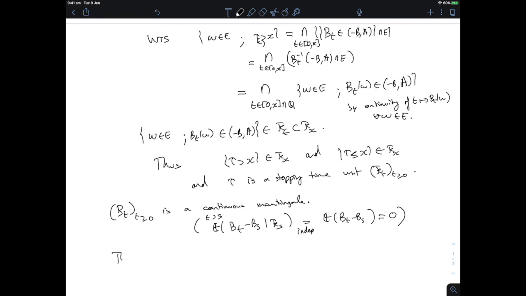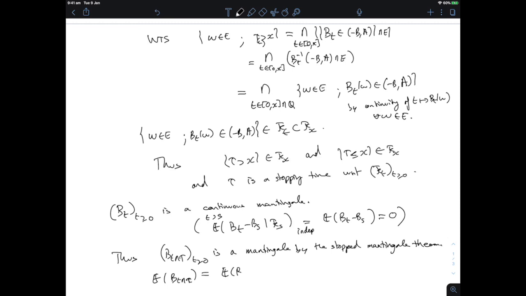Now, because the Brownian is a martingale and tau is a stopping time, B at t minimum tau is also a martingale. And what does that give me? Well, that's by the stopped martingale theorem. That gives me that the expectation of B at t minimum tau is equal to the expectation of B naught, which of course is 0, for all t.